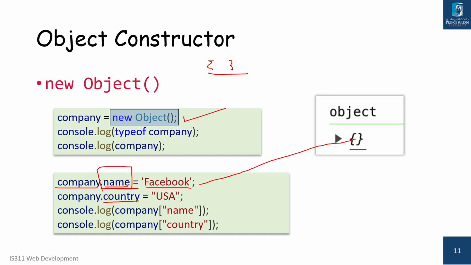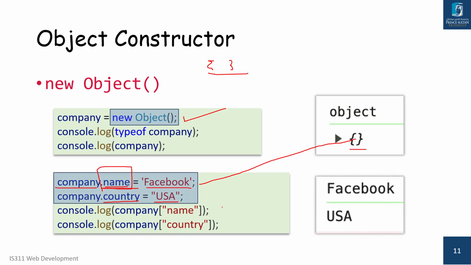Similarly, if we look here, we say company dot country, and again this country property does not exist in the object. It will create that property inside the object and assign the value of USA, and then we can print that information on the console. It will show me Facebook and USA for the name and country properties. It means these two lines have created these properties inside the empty object.